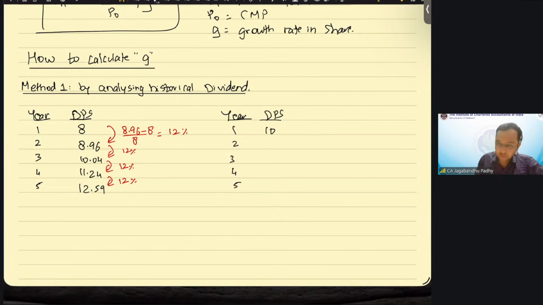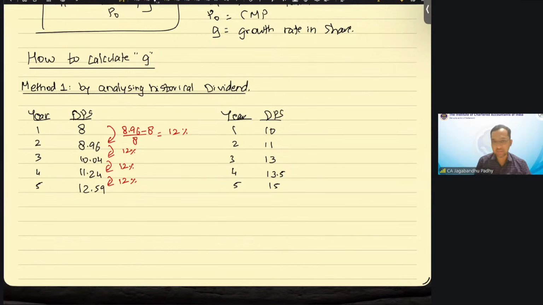Initially you had a dividend of 10, then the dividend became 11, then it became 13, then it is 13.5, and now it is 15. What is the growth rate in dividend? What do you think? What do you think about the growth rate in dividend? How are we going to understand or calculate the growth rate in dividend in this situation?